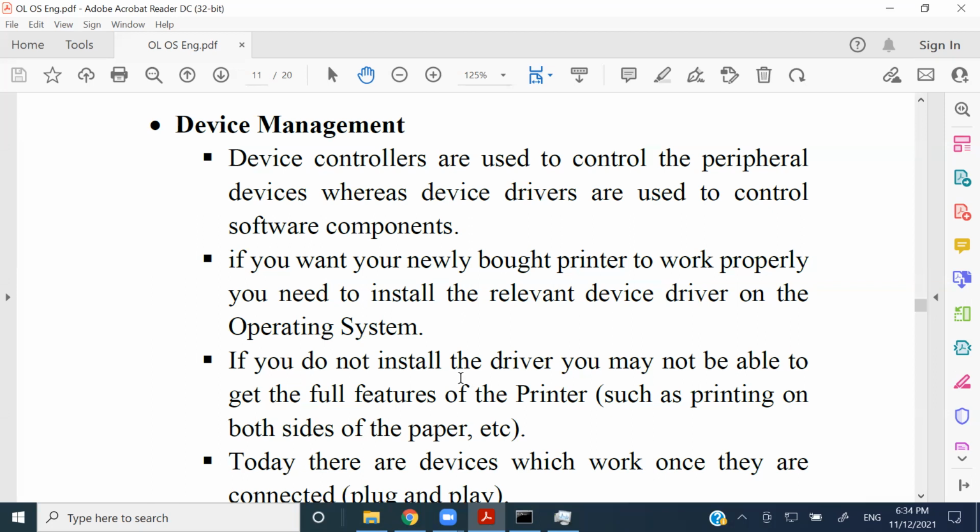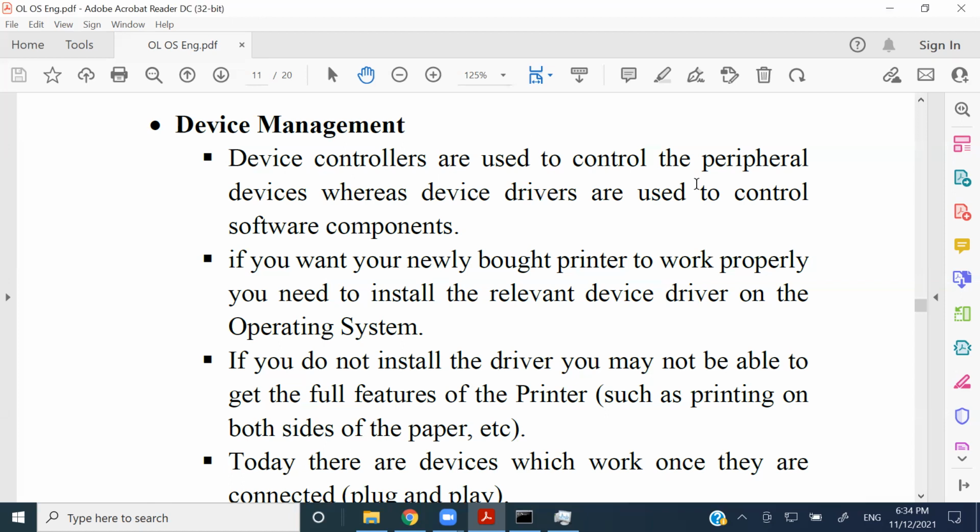So because of this, when you are purchasing devices like printers, they will give you a particular CD, which is called the driver CD, which we have to put into our CD-ROM and install those drivers into our computer. Otherwise, the computer system will not be able to make use of all the capabilities of that particular device. As an example, if you get a printer, you can connect the printer and have the printouts, right? It will help you to have the printouts.